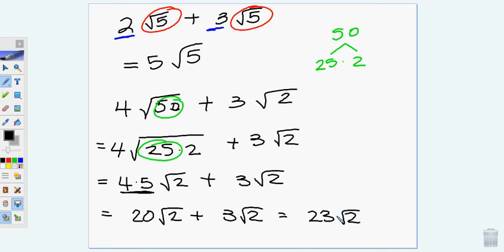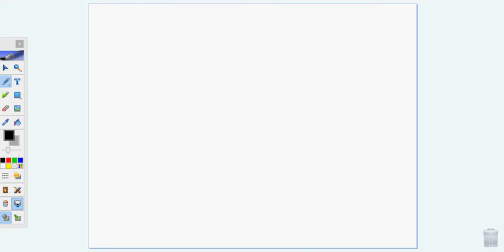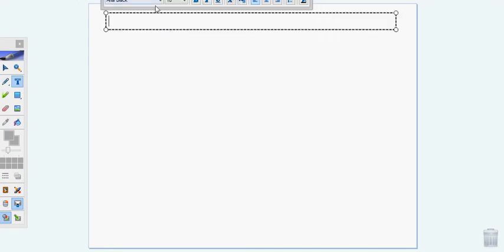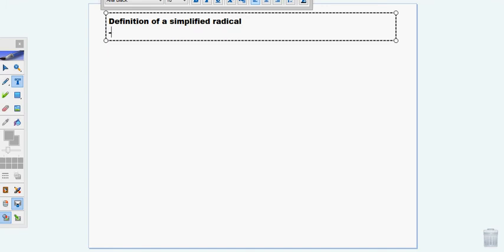Let's do one more thing before we move on outside of radicals, and that is simplifying radical expressions. I'm actually going to type this up for you so that you can have something other than my handwriting. When we simplify radical expressions, what we're looking for are some specific things. This is the definition of a simplified radical, and you do need to know this. When I say simplify, I expect these conditions to be fulfilled.